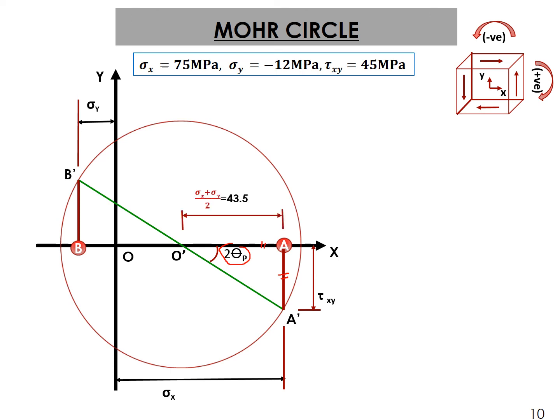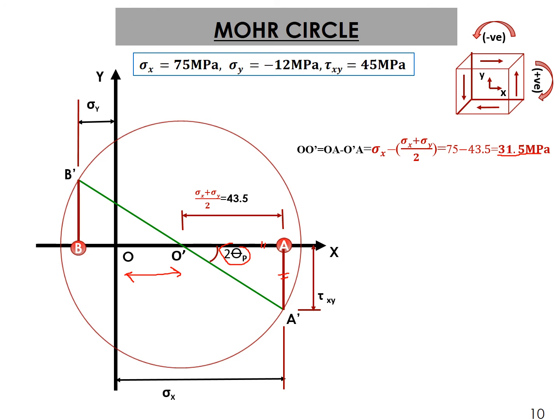So let's see now. As I told you, this is the value 43.5. So let's find out the principal axis. This value I have shown here. Now OO', this one, OO' equals what? That is nothing but sigma x minus O'A as shown here. So we get the value of OO' as 31.5 megapascal.